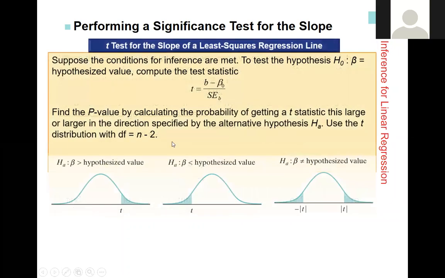N minus 2 degrees of freedom. It's going to be value minus the parameter. So our actual value for the slope minus what the null hypothesis says the slope is, over the standard error. And again, the standard error is usually just told to you. You can just find it in the table. And then whether it's one-sided or two-sided, we'll tell you which way the tail is going to go for the p-value. So let's look at an example.